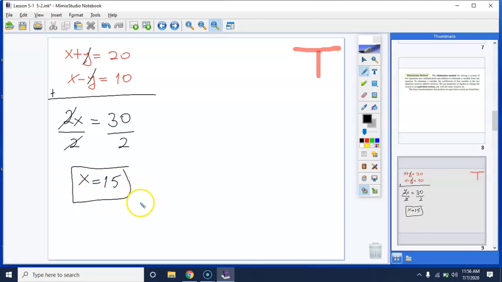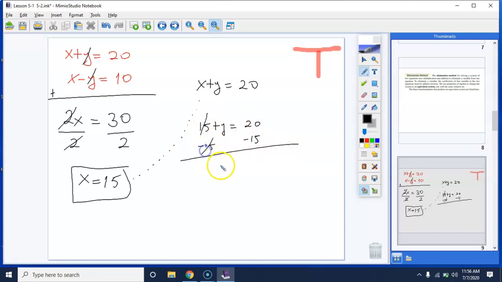Great. So my second step should be to take this and go to either equation. You can go to the first one or the second one, it doesn't matter. So let's pick the first one, x plus y equals 20. As of right now, I know what x is, which is 15, so plug it in there. 15 plus y equals 20. If I subtract 15 from both sides, I see that y should be equal to 5. So that's my answer. y should be equal to 5, x should be equal to 15. The answer of this system is those.